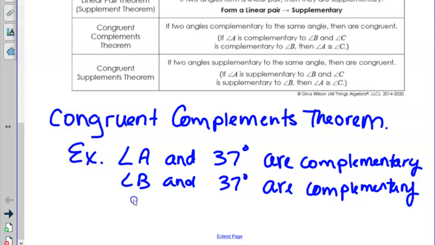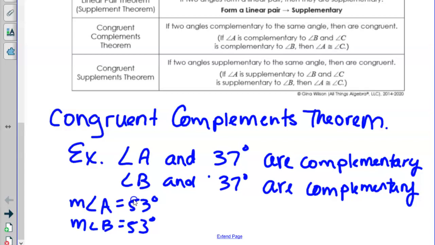53? Yeah, angle A would have to be 53, right? What would angle B have to be, Nathan? 53. Right, angle B would have to be 53. So what the theorem is saying is that if you know two different angles are complementary to the same angle, they have to be congruent. That makes sense, right? Because they have to add up to 90, so obviously these two would have to be congruent.